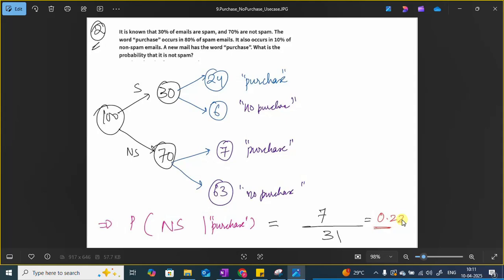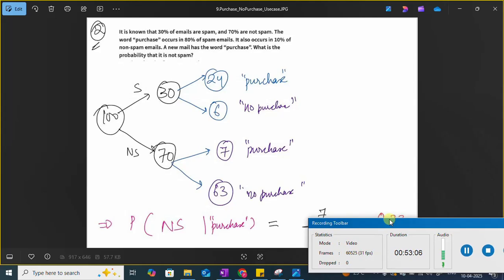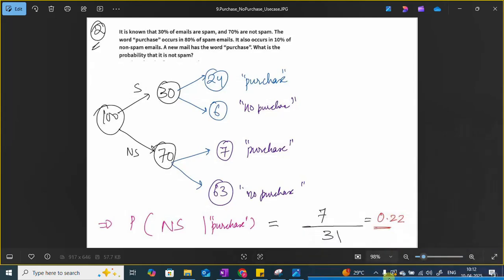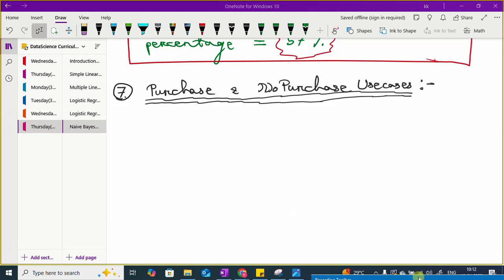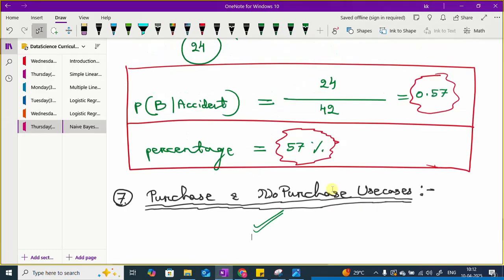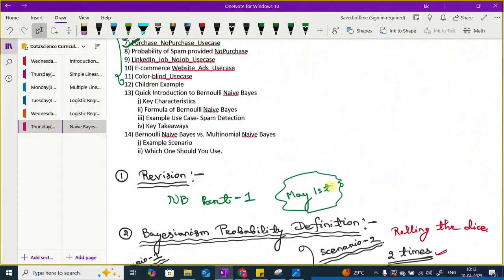It's similar to the previous use cases. Very simple. That's why I explained it in my PPT itself. Any doubts so far, guys? Please ask. So purchase, no purchase, completed. Very simple. Now see what is the next one.